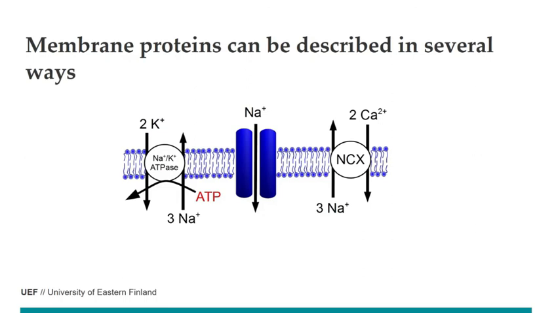So we can have different ways to describe it, and quite often in electrophysiology we just use these arrows to indicate that, okay, now it's this kind of ion channel, etc.